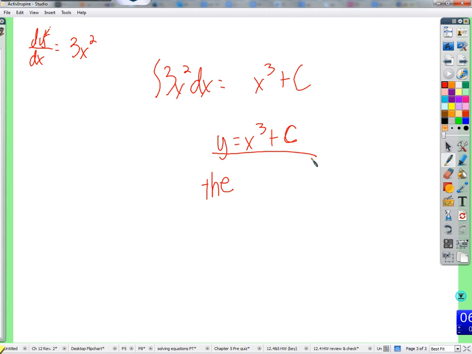But any solution to this differential equation is going to look like this. It could be equal to x cubed plus something. That something might be 0, that something might be 1, that something might be 12 or negative 57, whatever. Okay? So we wouldn't say that this is the solution. We would say that this is, we could say, the general solution. Or if you wanted the solution, we would call it the specific or particular solution.